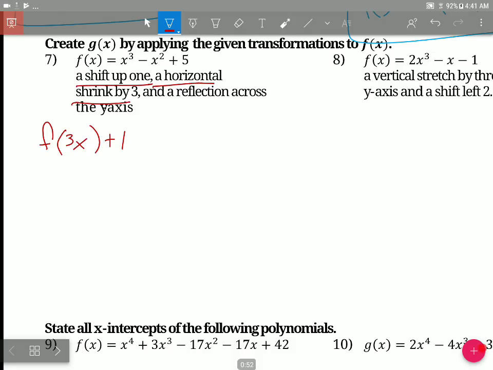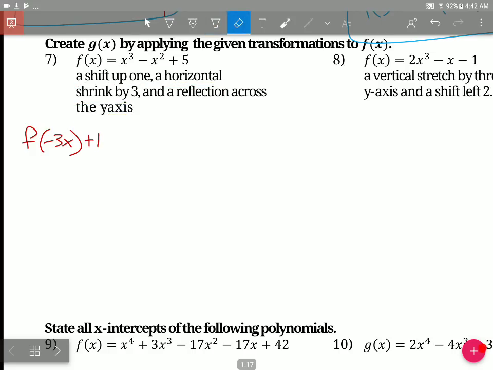And then a reflection across the y-axis. Well, to reflect across the y-axis, a reflect means multiply by a negative. All right, and to go across the y, that negative's got to be on the inside. All right, so let me rewrite that real quick so it's a little bit cleaner. We've got what we're going to apply. We're going to apply the transformations negative 3x plus 1.